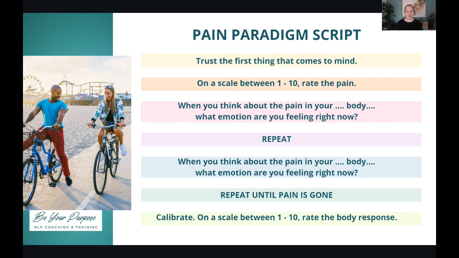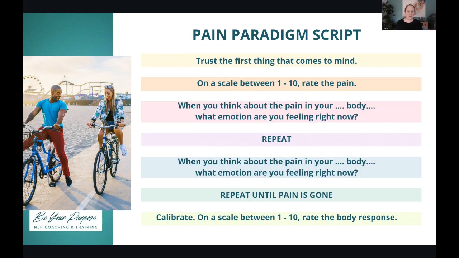Oh, 8. Great. When you think about the pain in your body, what emotion are you feeling right now? Oh, anger. And then again, on a scale of 1 to 10, 10 being the most, rate the pain. Oh, 5. Okay. And when you think about that pain in your head, what emotion are you feeling right now? Oh, guilt. And so you just continue to go through this process quite quickly, literally until the pain is gone.